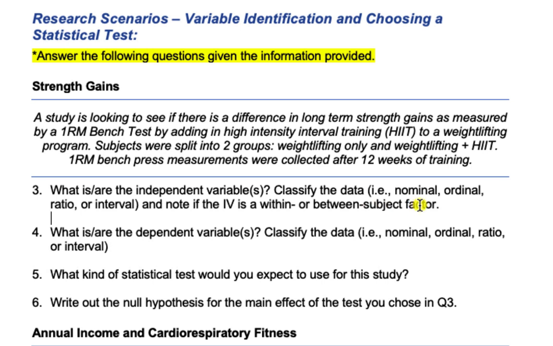So the main manipulation that we're looking at in here is the type of program that a person is doing. So that's kind of outlined in this section here, right? So training program might be our independent variable. And it does have two levels if you want to go as far as to break that down, where we had weightlifting versus weightlifting plus our HIIT training.